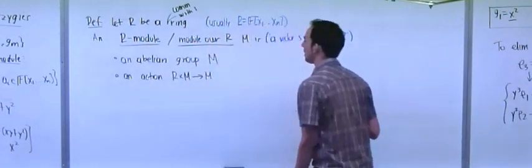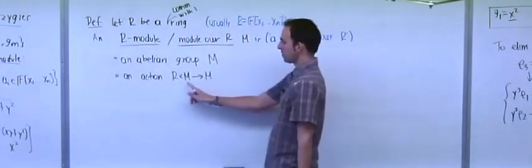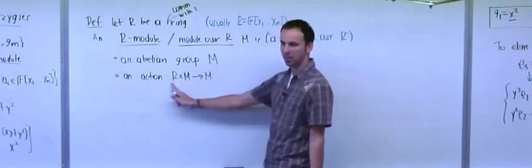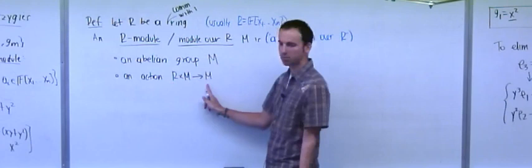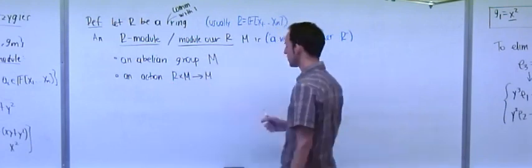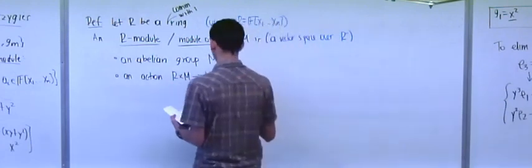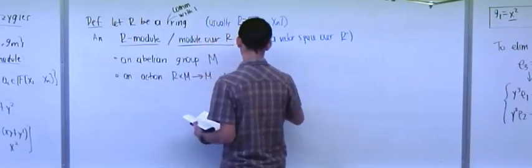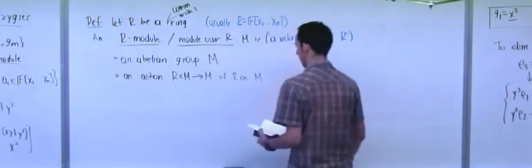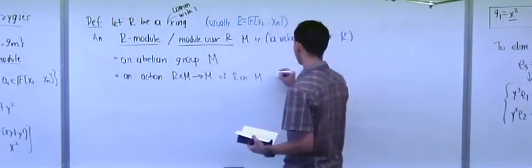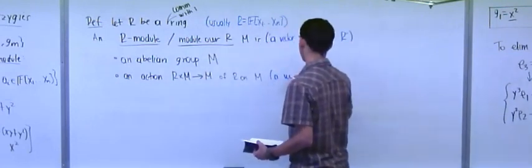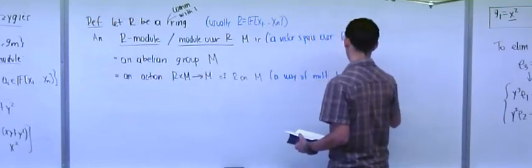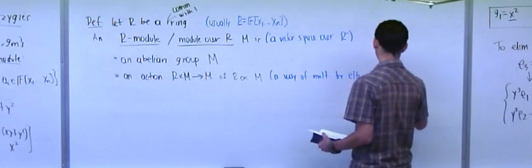Okay. So this is a rule with which you can take an element of your module and multiply it by an element of your ring and get back an element of your module. Okay? An action of R on M. And again, the way that you should think about this is a way of multiplying by elements of your base ring.